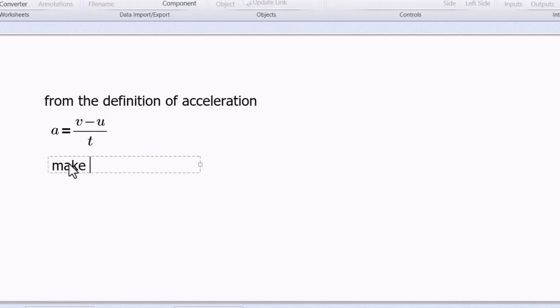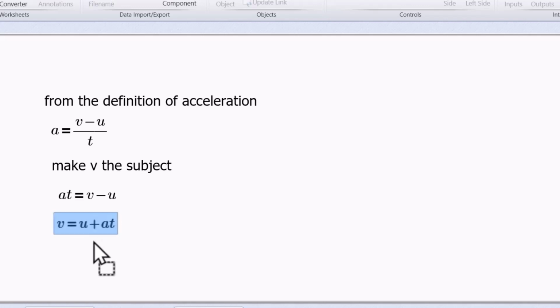We need to make V the subject. You know how to do that. That means we are cross multiplying. So now it becomes AT equals V minus U. Then you collect your like terms by taking minus U to this side of the equation, leaving V alone. You now have V equals U plus AT. So this is the first equation of motion. Don't forget that.